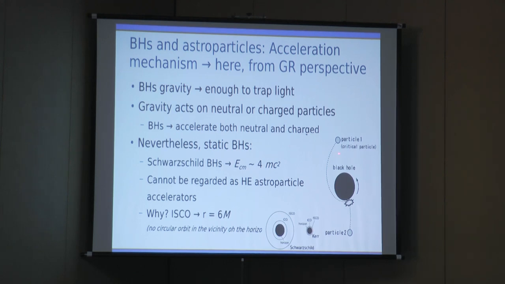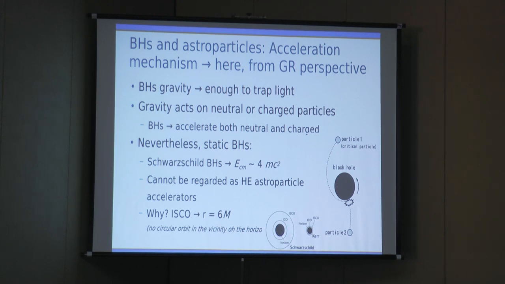Okay, here we will work with two particles. One of them, particle number one, we will call the critical particle. The critical particle, we will see, has a critical angular momentum. And the second particle will collide with this first one in some region. This region depends on the spin of the black hole and where the ISCO is located.